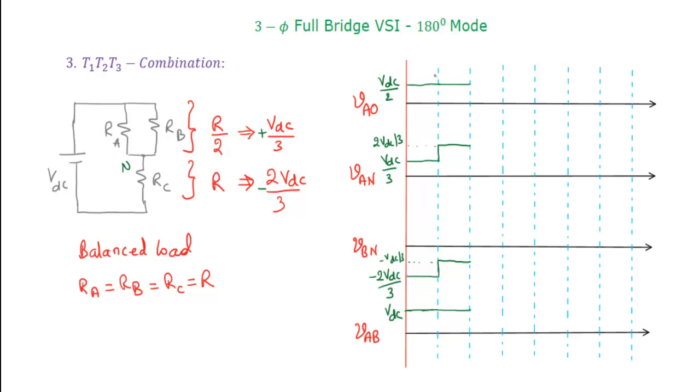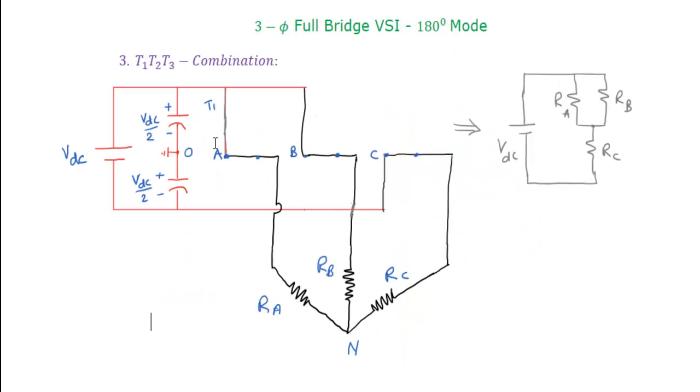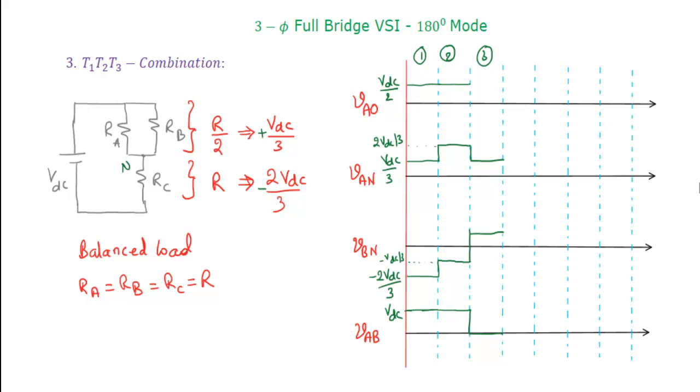So this is the first combination, this is the second combination, now the third combination. In the third combination, phase A voltage is positive VDC by 3, and phase B is also positive VDC by 3, and both are the same, so the difference will be 0. That's why line AB voltage will be 0 in this case. And thyristor T1 is still in conduction, that's why pole A voltage will be the same as in earlier combinations, VDC by 2.